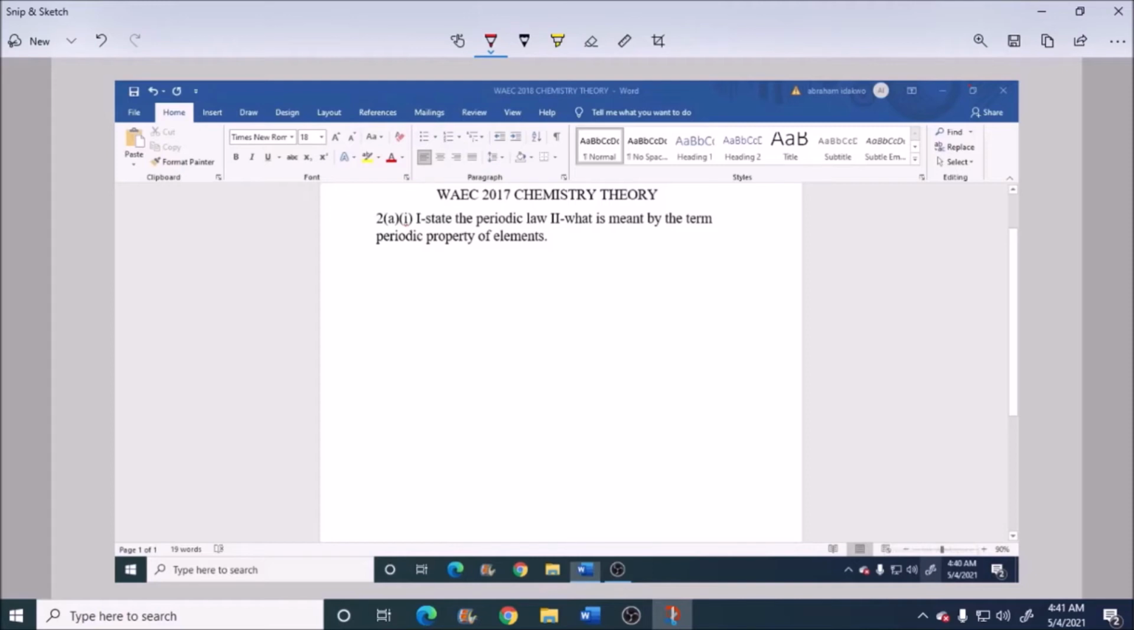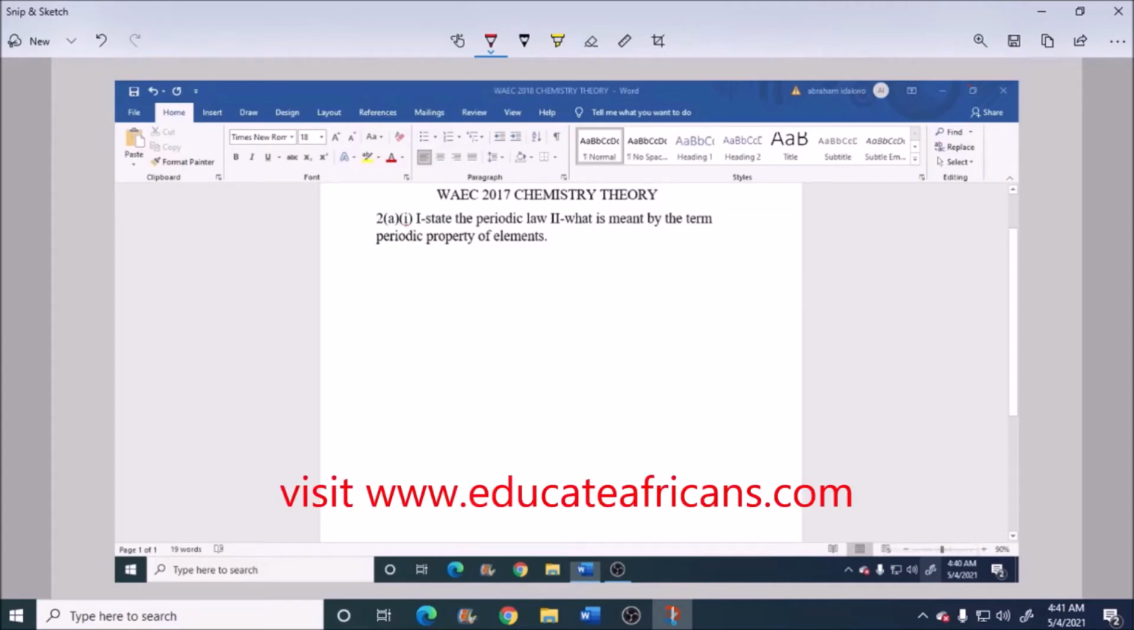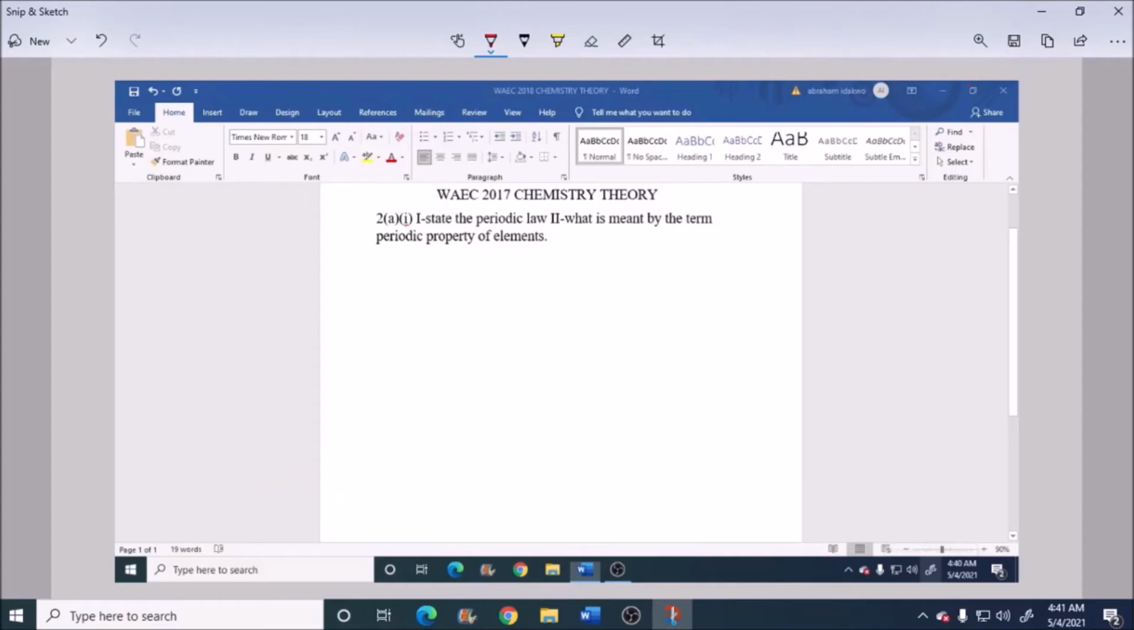For Roman figure 1, the periodic law states that the properties of the elements are a periodic function of their atomic numbers. Then we have Roman figure 2. What does it mean by the term periodic properties of elements?